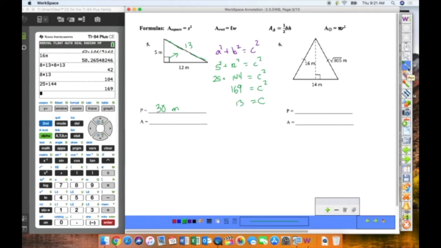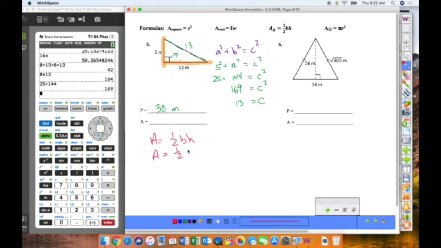And the area, we actually had enough information to find the area because area equals 1/2 base times height. So the base and the height, remember, are always perpendicular to each other. So one of these guys is the base and one of these guys is the height. But since this right angle is right here, you know they're perpendicular to each other. So it doesn't matter who's who.